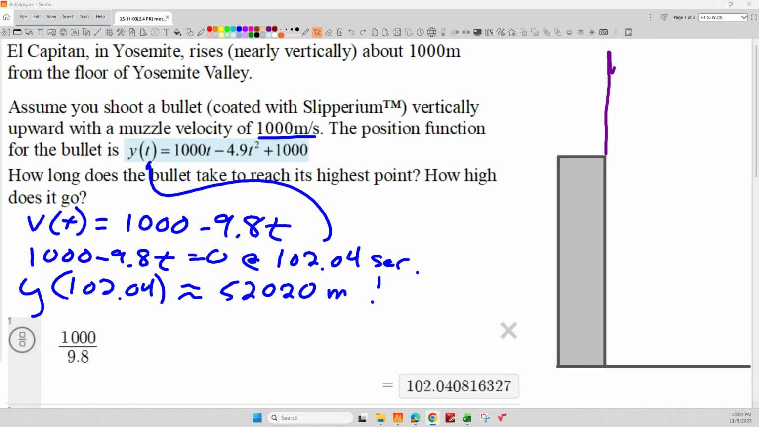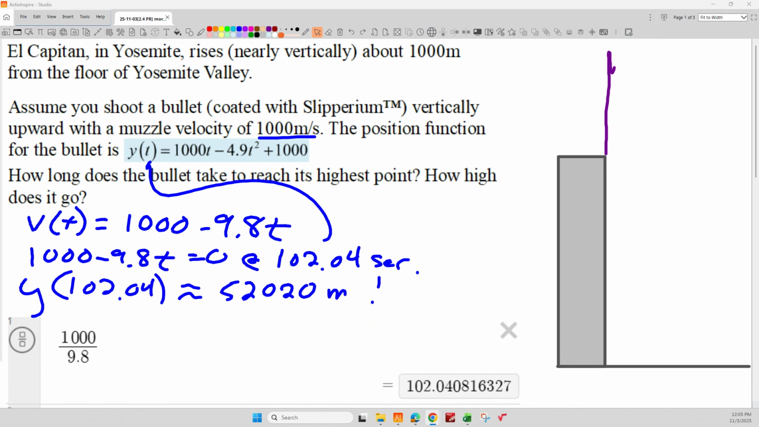And then what did we do here? You answered the question, how long does the bullet take to reach its highest point, by asking when is the velocity equal to 0, which is exactly right. You have to just identify which frame in that video you are interested in. Well, you're interested in the frame where the velocity is 0, because that's going to correspond to the highest point, right? Everybody knows that. Where the velocity changes from being positive to negative is when it's at its apex.